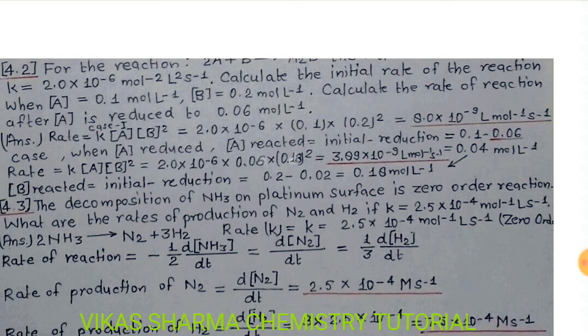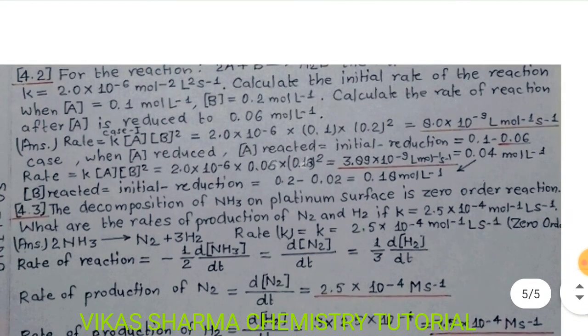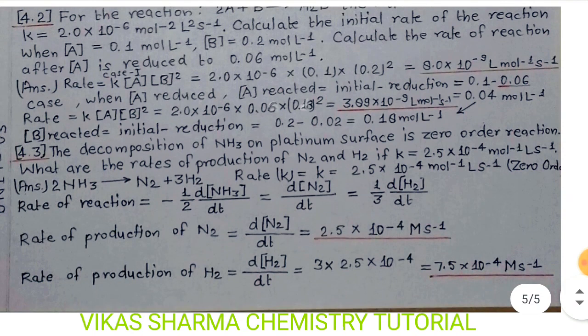0.18 mole per liter. In another question, 4.3, the decomposition of ammonia on platinum surface is a zero order reaction. What are the rates of production of dinitrogen and dihydrogen if k is equal to 2.5 into 10 to the power minus 4 mole per liter per second? Students, the answer is: 2 moles of ammonia give 1 mole of dinitrogen and 3 moles of hydrogen. So rate is equal to k, and k value is given as 2.5 into 10 to the power minus 4 mole per liter per second, zero order reaction.